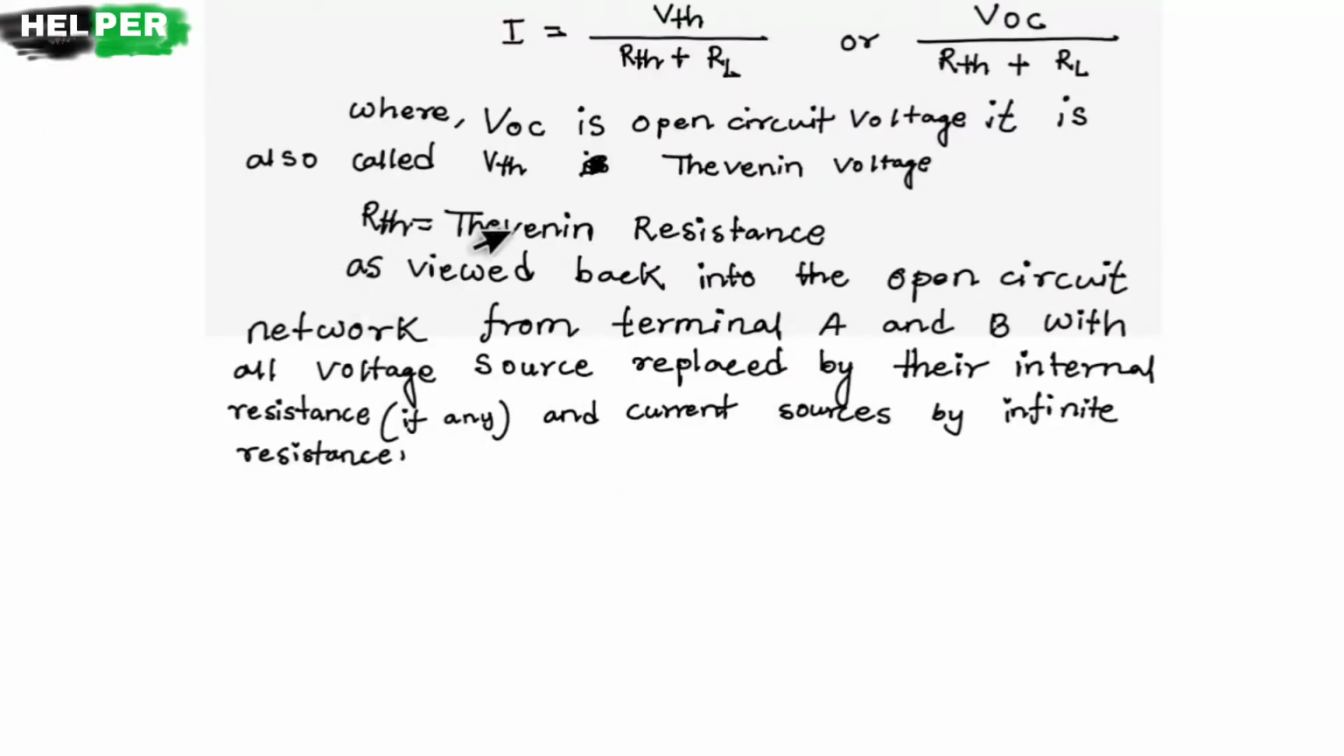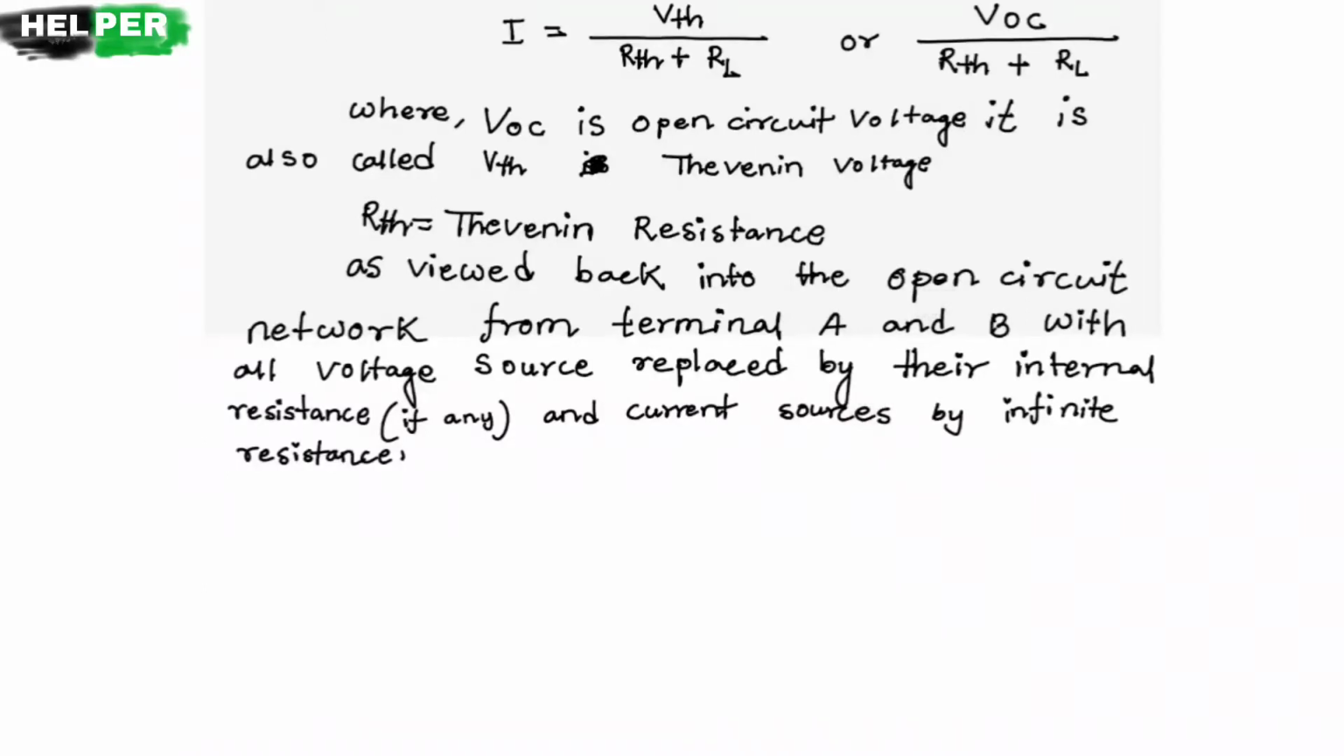Now you can see here RTH means the Thevenin resistance as viewed back into the open circuit network from terminal A and B, with all voltage sources replaced by their internal resistance and current sources by their infinite resistance. Here infinite resistance means the current source would become open circuit. We will talk about this later.